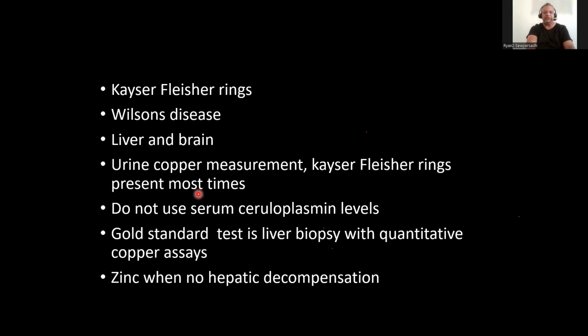The way you diagnose this is with urine copper measurement. In the 24-hour urine, copper is going to be high. You may have Kayser-Fleischer rings on slit lamp examination. Serum ceruloplasmin can guide you, but it's not diagnostic. Usually your serum ceruloplasmin is going to be low. And the gold standard test is going to be liver biopsy with quantitative copper assays. And you're basically going to chelate. So the treatment here is you chelate the copper with zinc or trientine. Just like how with hemochromatosis, we use desferrioxamine, with copper, we use trientine. Right?